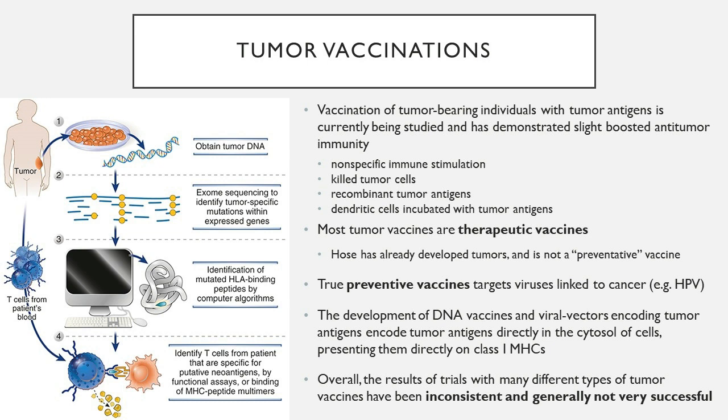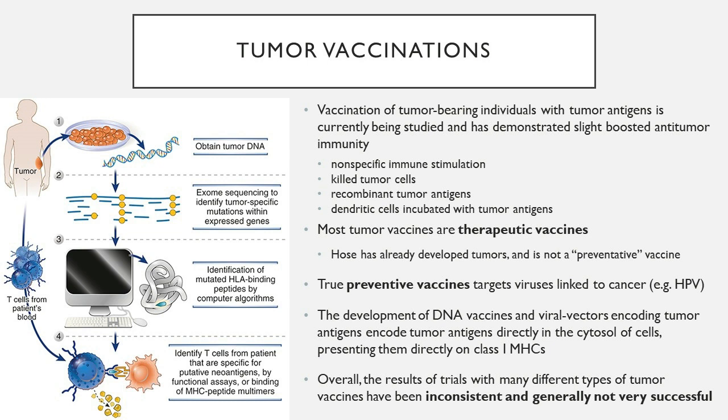There are also cool strategies in the development of DNA vaccines and viral vectors that encode tumor antigens without our own host cells directly. What's great about this is that because they're viral vectors or they work on DNA vaccines, these neoantigens are directly coded within the cytosol of the cells, which presents them directly to class 1 MHCs. So it's a very direct and efficient mechanism for presenting these neoantigens to our CD8 plus cells.